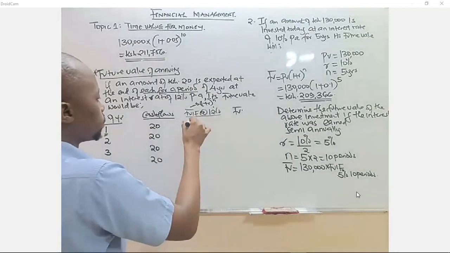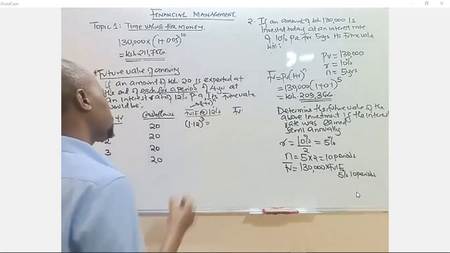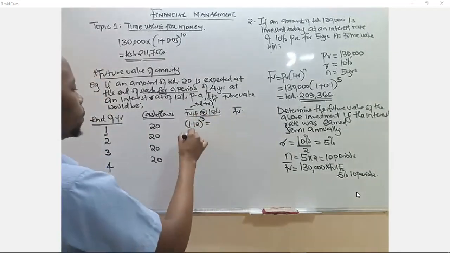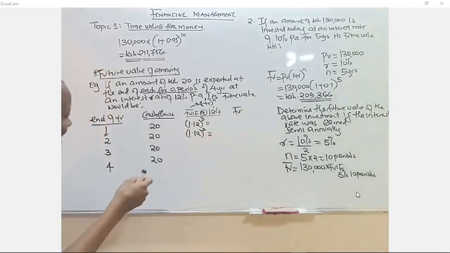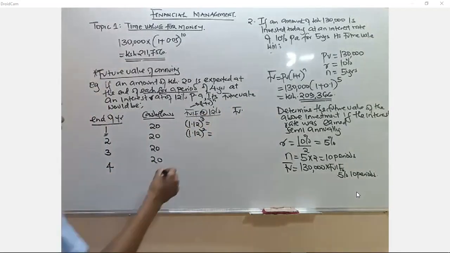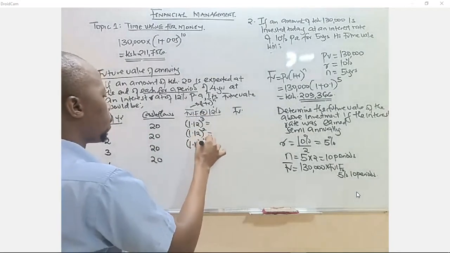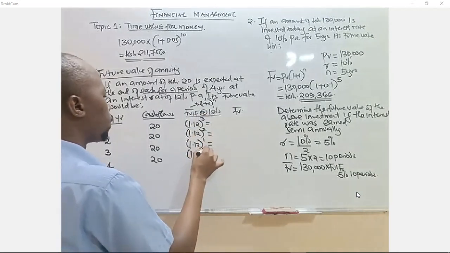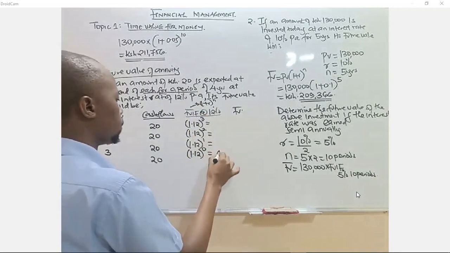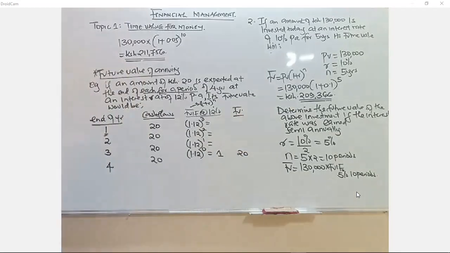So we take 1.12 raised to 3. The second one will be 1.12 raised to 2, because we deposit at the end of each year. The next one will stay for 1 year, 1.12 raised to 1. Then the last one will be 1.12 raised to 0, which is 1. So the future value here is 20.